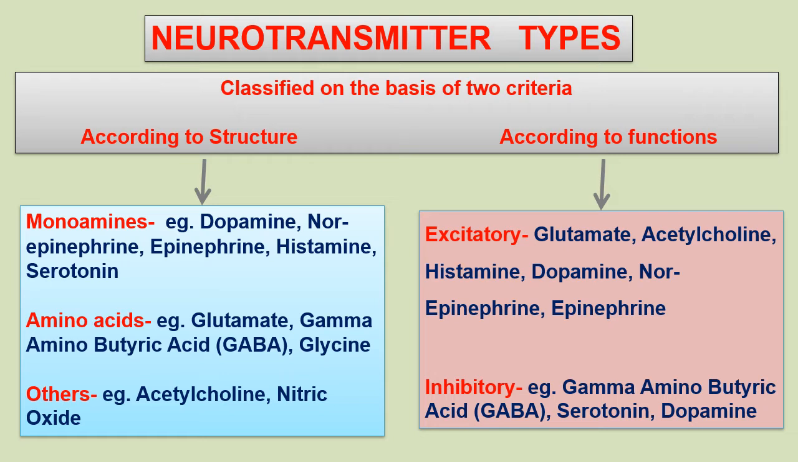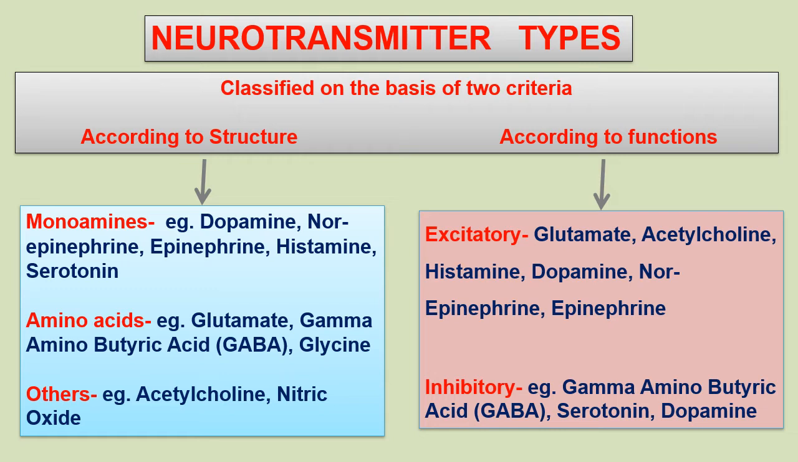The second class of neurotransmitters is the amino acids. These are the modified amino acids which are involved in slow synaptic transmission. Examples are glutamate, gamma aminobutyric acid, glycine, etc. The third category is named others, as these neurotransmitters do not fall in any one of the above two classes. Examples are acetylcholine, nitric oxide, etc.